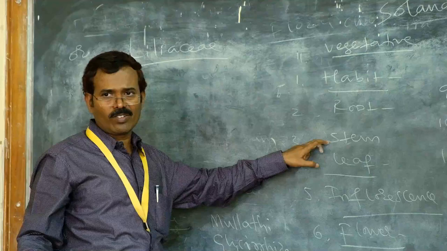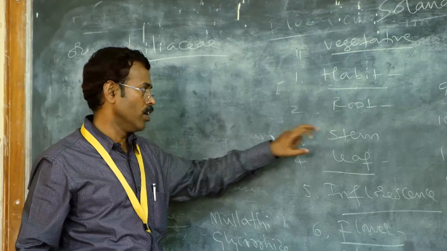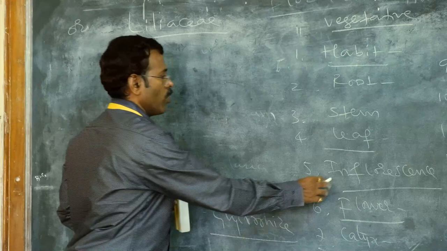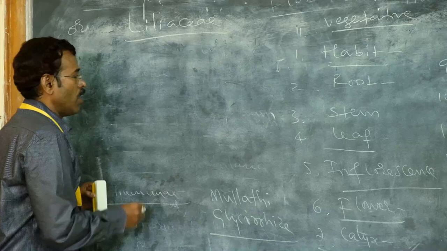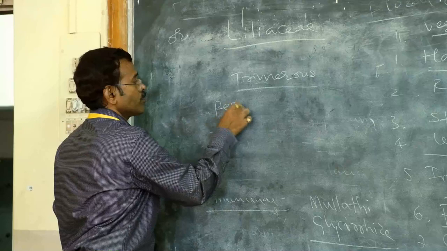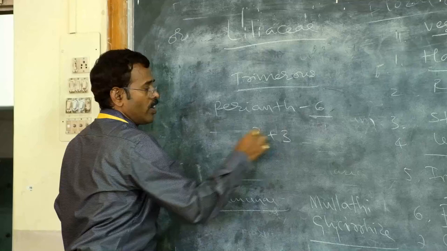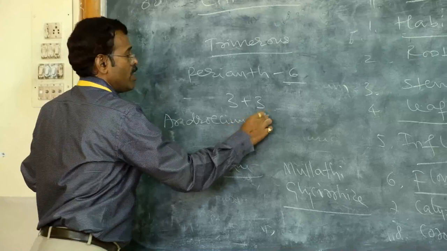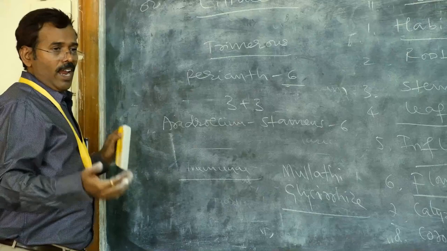Stem, underground modified stem you can find in case of onion and garlic, bulb. Leaf: simple leaves are there, radical or cauline. Inflorescence, you have umbel inflorescence, a type of racemose inflorescence. Flowers are trimerous, having three or multiples of three. Usually perianth is there. Tepals are six in number, arranged in two whorls of 3+3. Then androecium, stamens six. They are antiphyllous and epiphyllous in nature.